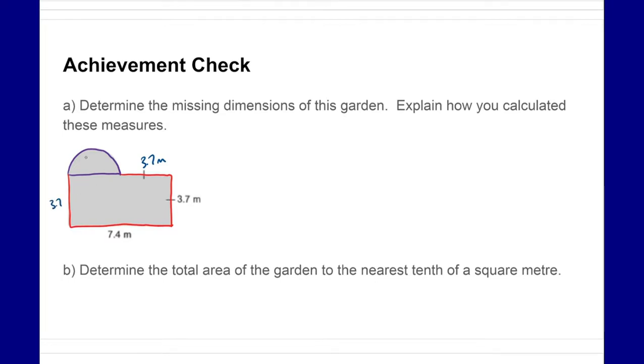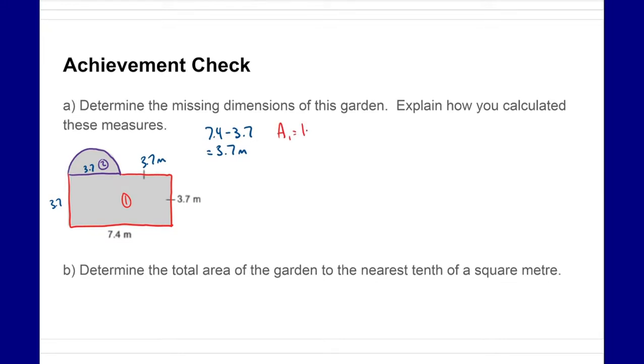Now we need to figure out what is this missing measurement. Well, we know the entire length of the rectangle is 7.4 meters. So if we take that entire length, subtract the portion that we already know, the leftover will have to be the missing measurement for our semicircle, which in this case also works out to 3.7. So we have all of our measurements now. We have enough information to go through, find the area of our first figure, find the area of our second figure, and then we'll add them up.